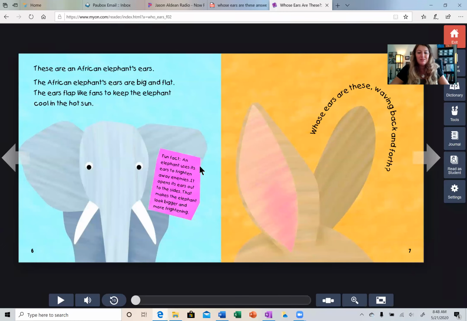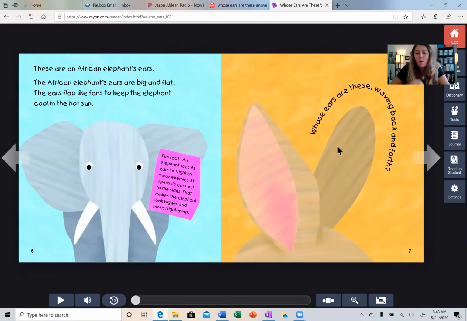That is so cool. Ooh, there's a fun fact here. Let's see what this says. An elephant uses its ears to frighten away enemies. It opens its ears out to the sides. That makes the elephant look bigger and more frightening. I didn't know that. That's so cool, friends. So an elephant makes his ears even bigger and moves his ears out to the side to look scary. That's really cool.